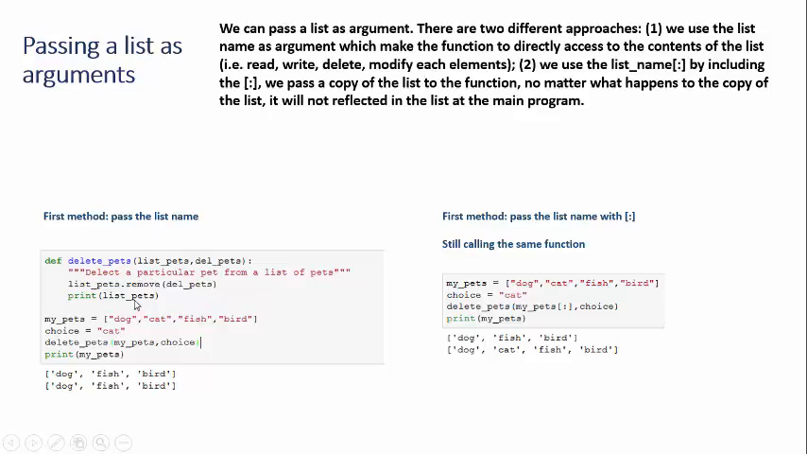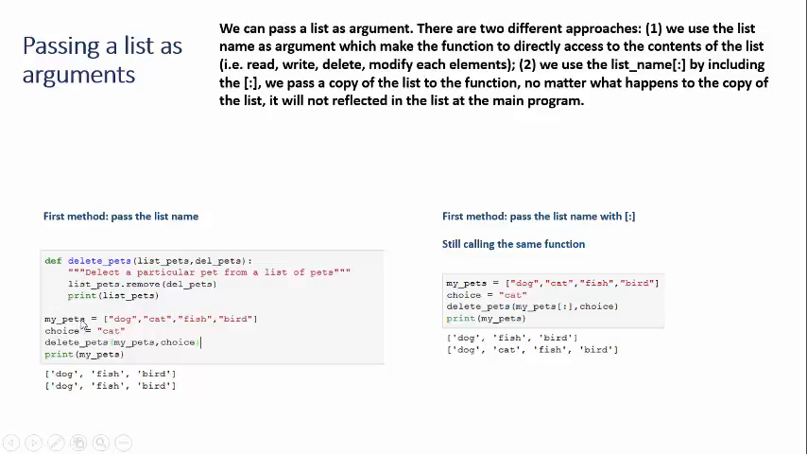So in this particular example, this is the function we defined, and it's going to remove a particular path from your path list and print it out. So let's see how we can pass the argument.